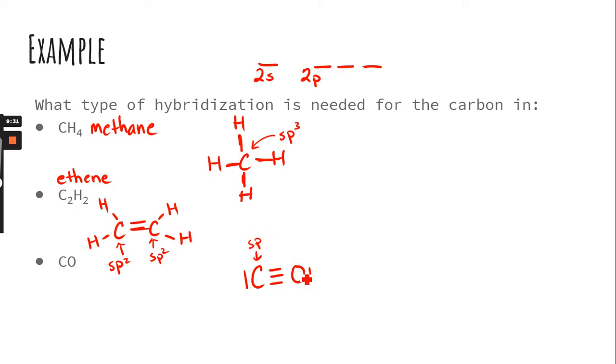If we look at the oxygen, we can give hybridization for that as well. You have 1 thing attached to it and then 1 lone pair. So it also would be sp hybridized.